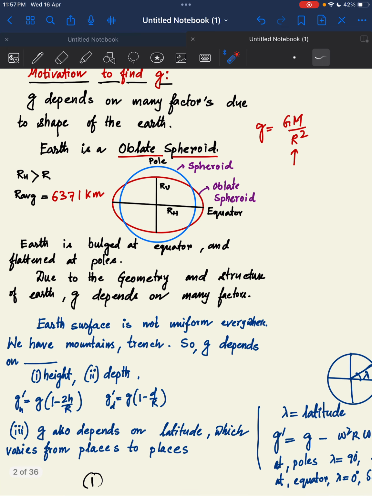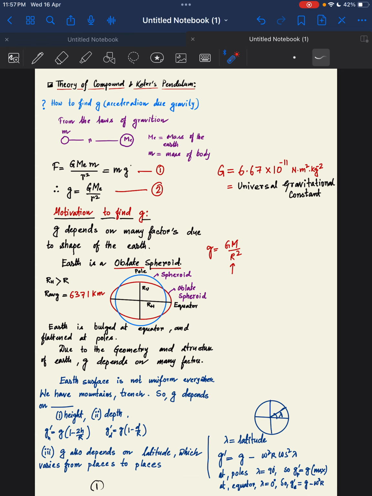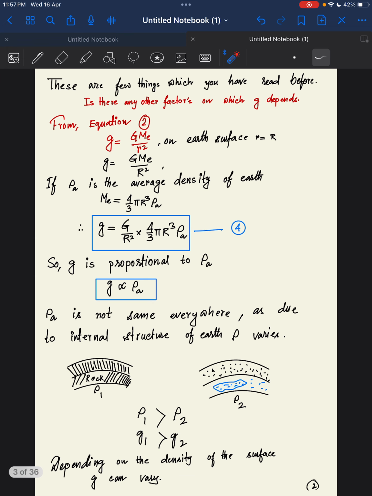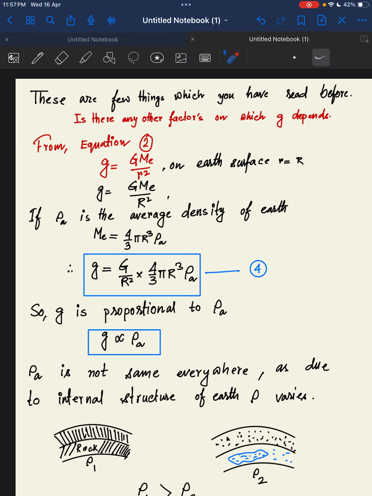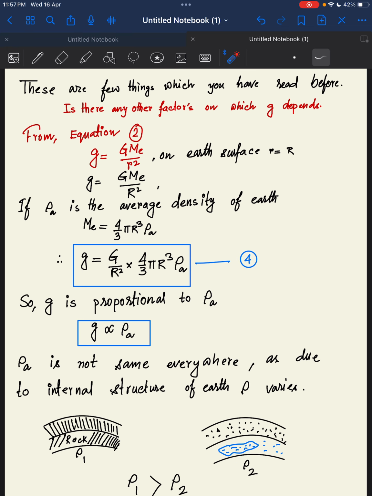So this is nothing new and this is well known to the scientists, and we have a standard database that wherever we go on earth, how g can vary depending on the height and depending on the depth and depending on the latitude of that particular position. Then why is g important? Is there any other factor that g depends on?